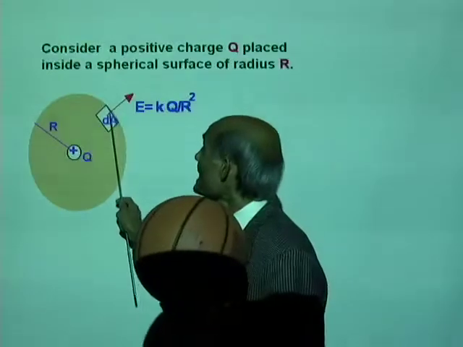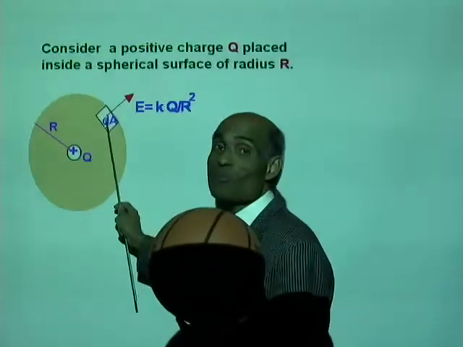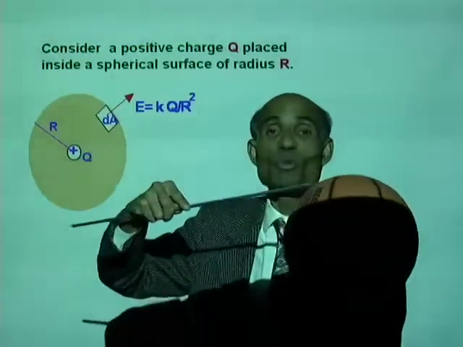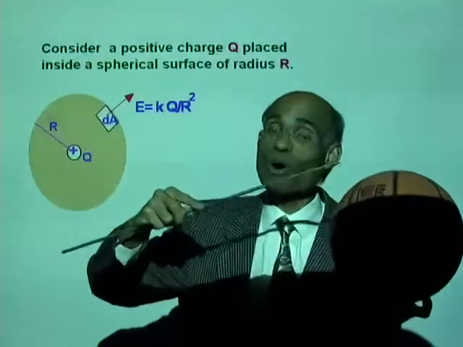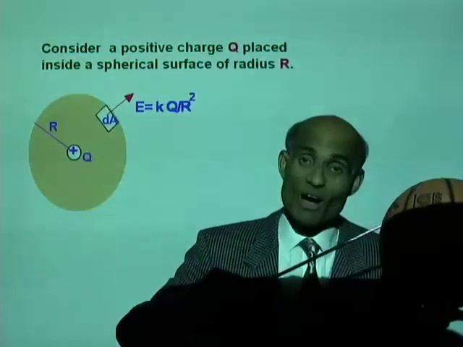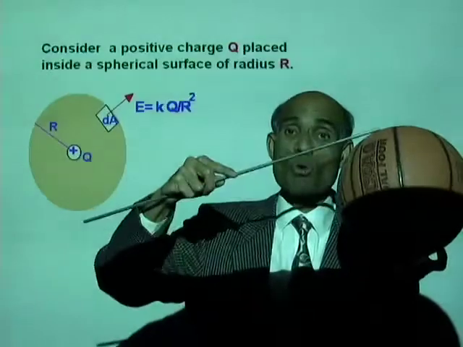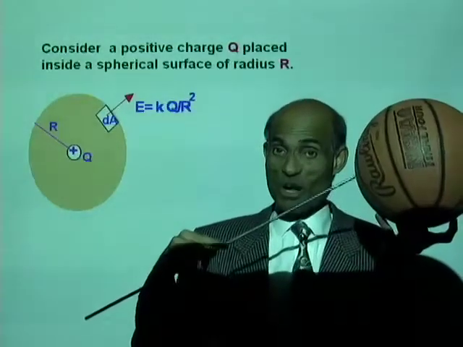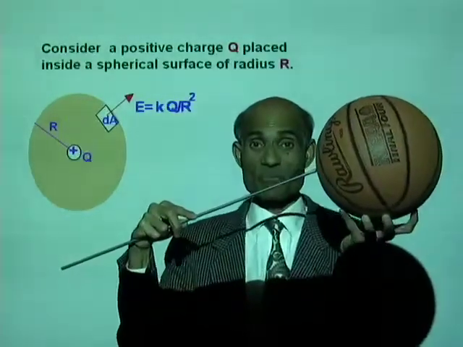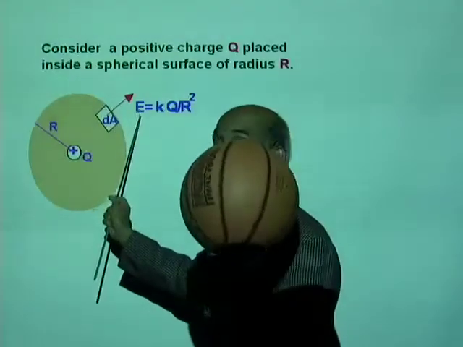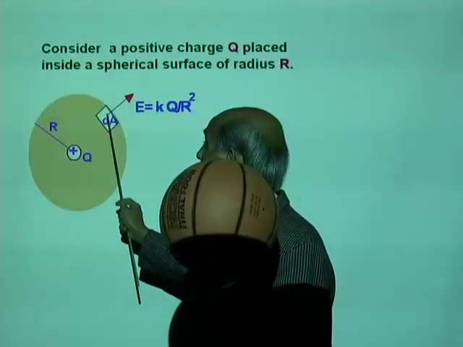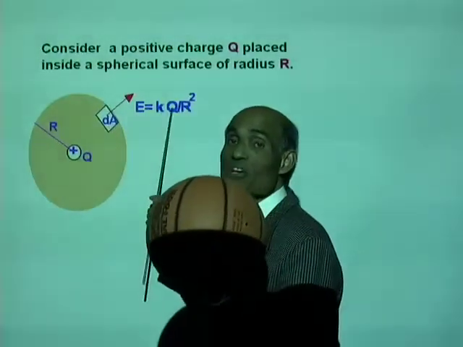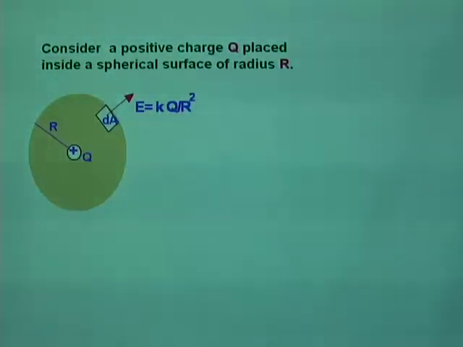That means the electric field at any point on the surface will be kq over r squared, where r is the distance of the point from the charge. The charge is at the center of the sphere. I hope it is clear that the electric field at a point is kq over r squared.